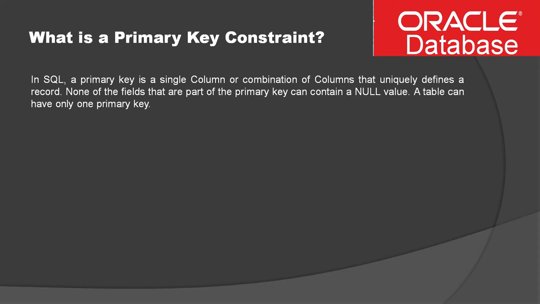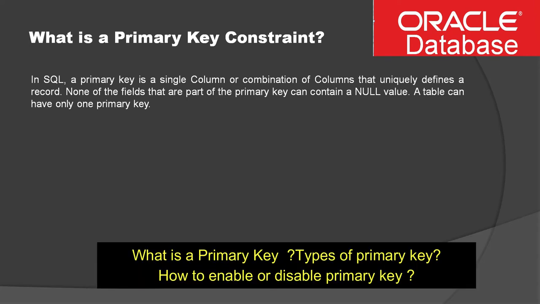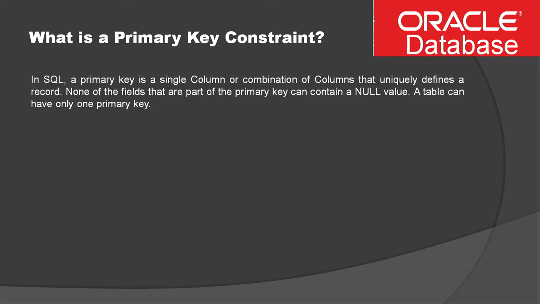In SQL, a primary key is a single column or combination of columns that uniquely defines a record. None of the fields that are part of the primary key can contain null value. A table can have only one primary key. So the definition says if you want to define a table structure and identify each and every record uniquely, then you require a primary key, and primary key cannot be null, and a table can have only one primary key, and as this identifies the unique record, that means primary key should always be unique.